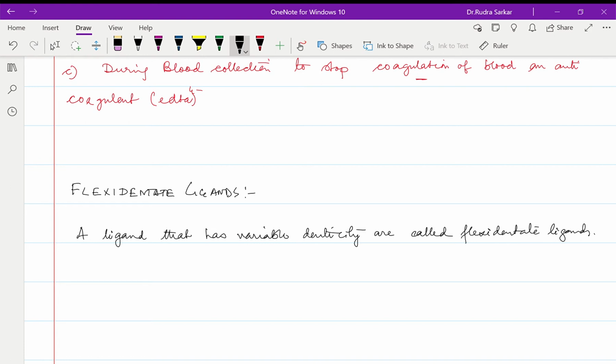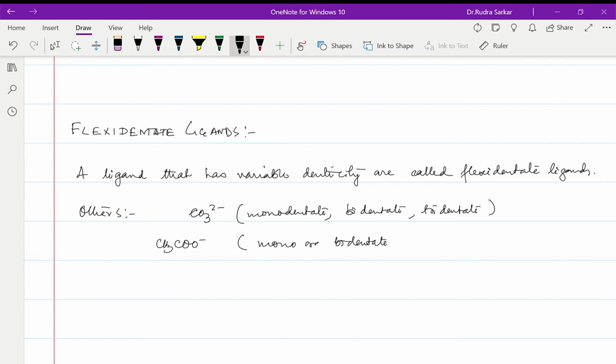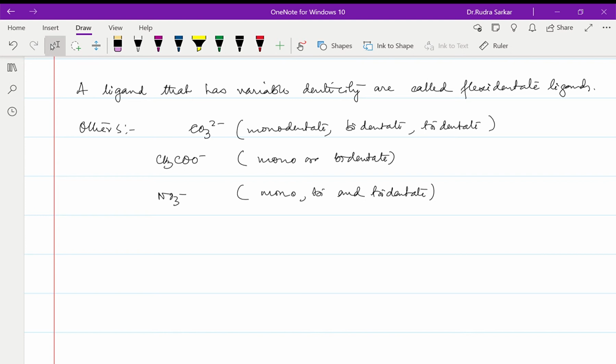Even some ligands we have discussed before, such as CO3 2 minus, can function as a monodentate, maybe also bidentate, or it can also function as tridentate. So this type of flexibility that it is showing, we will call a flexidentate ligand. Even the acetate can be mono or bidentate. The nitrate can also function as mono, bi, and tridentate ligands. So some examples over here just to make you understand that this kind of ligand can show such flexibility.